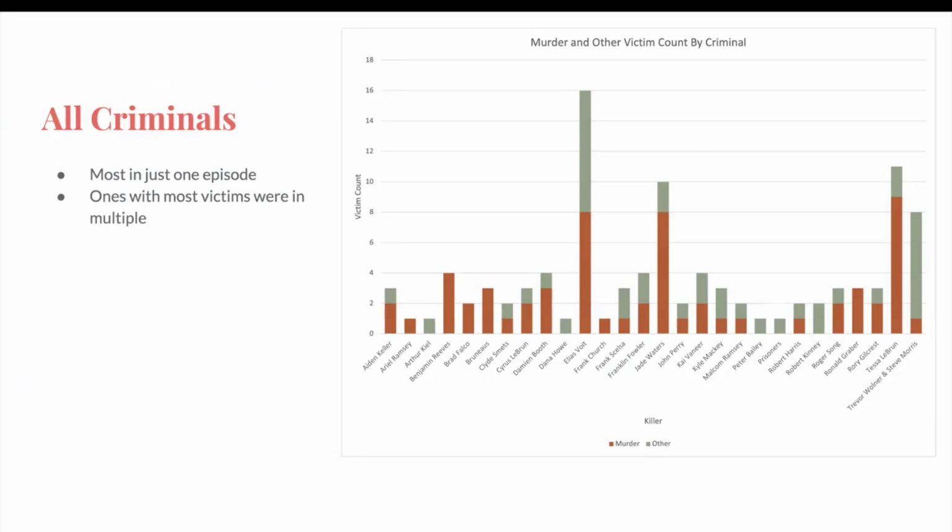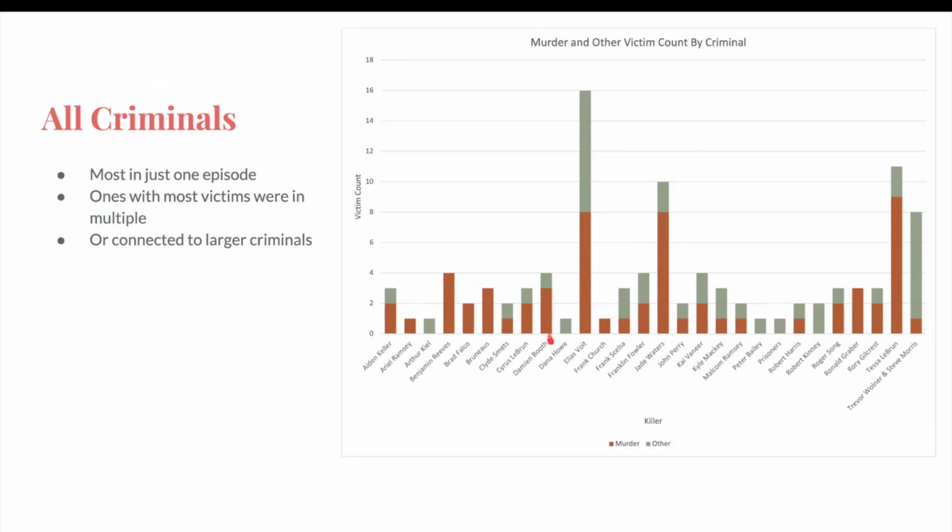However, the ones with the most victims were in multiple episodes, or were connected to larger criminals. Now on this graph, the red is their number of murder victims, and the green color on top is the number of other victims who maybe survived. And so the criminals with the most victims are the ones that were in multiple episodes, or the ones that were connected to larger criminals.